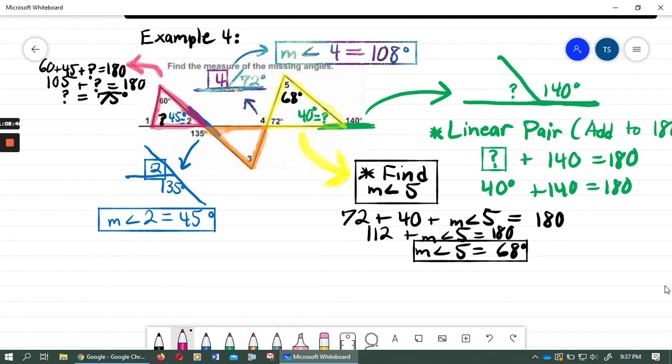So yes, we're still on the same example. All right, so let's use what we got here to find the measure of angle 1.